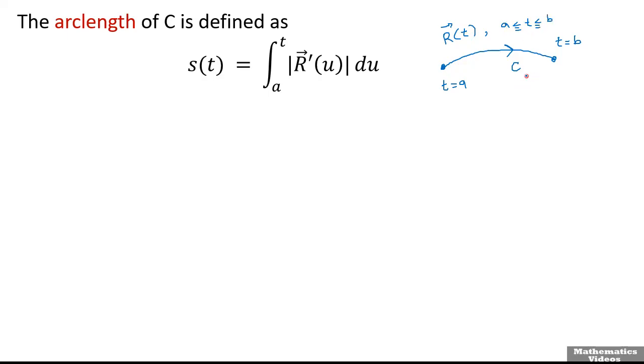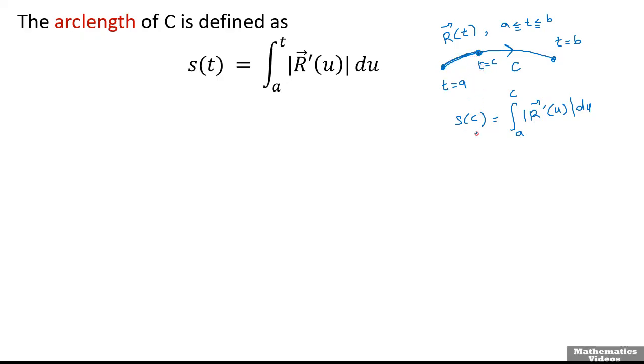Okay, now if we take some point in the curve and suppose that this point corresponds to t equal to c, then what will be s of c? S of c is equal to the definite integral from a to c. The integrand remains as it is. Now this s of c is actually the length of this portion of the curve, which starts from the initial point and ends at a point where t is equal to c.